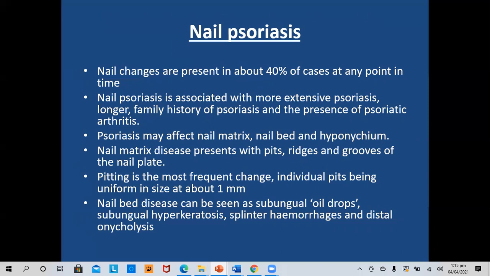If the nail matrix is involved in psoriasis, then it presents as pits, ridges, and grooves of the nail plate, because you know the nail matrix gives rise to the nail plate. So whatever changes we see in the nail plate will be because of the disease or involvement of the nail matrix. That is pits, longitudinal ridges and grooves, transverse grooves on the nail plate. Pitting is the most frequent change in psoriasis, with individual pits being uniform in size at about 1 millimeter. If the nail bed is involved in psoriasis, it results in subungual onycholysis like an oil drop, subungual hyperkeratosis, splinter hemorrhages, and distal onycholysis.